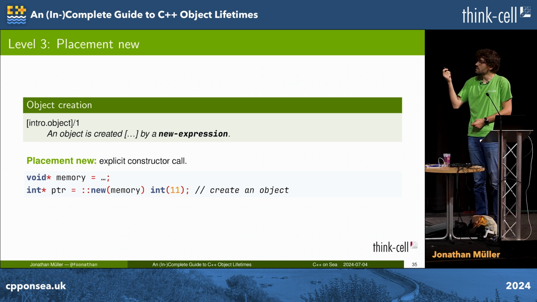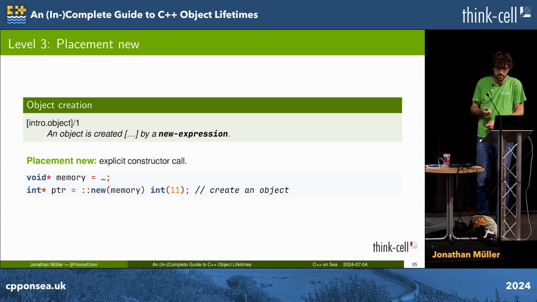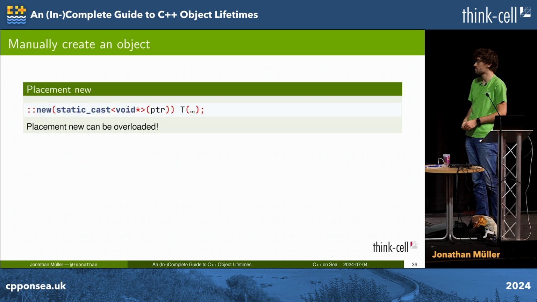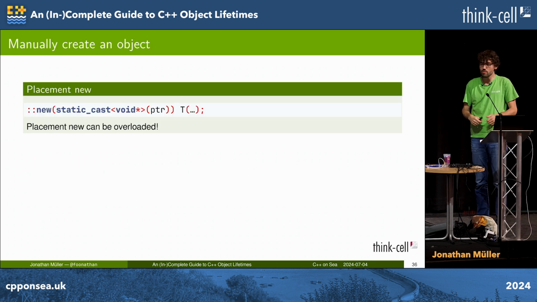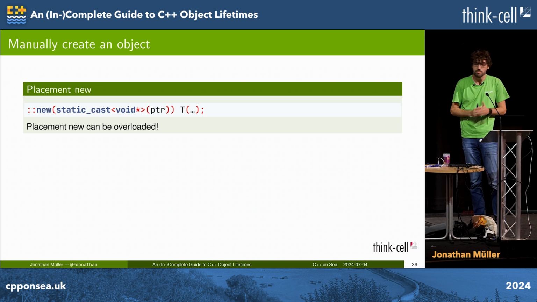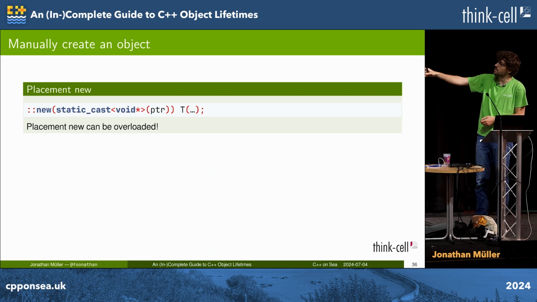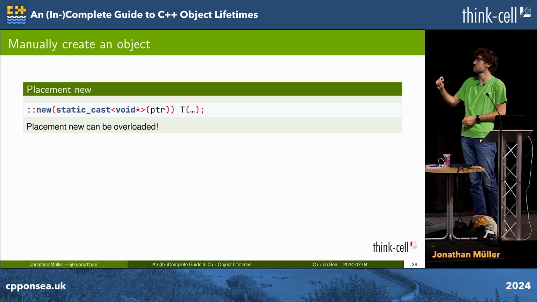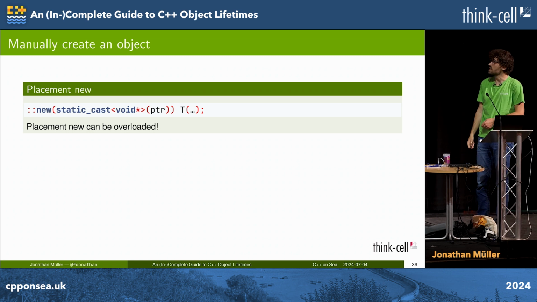Now, when calling placement new, you have to be a bit careful because placement new can be overloaded. You can write your own version in a different namespace, or you can write one that takes an int pointer instead of a void pointer. So when you want to call the actual placement new, you always have to qualify it to call the one in the global namespace, and always static cast to a void pointer. Otherwise, you might call some user-defined overload, which is fun.